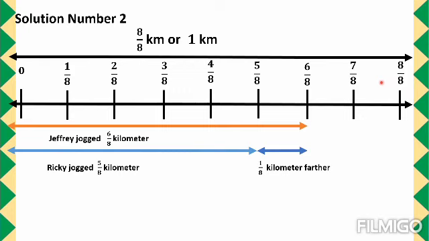Okay, so Jeffrey jogged up to here, 6/8, and Ricky jogged up to here, only 5/8. And as you can see, the picture shows very clearly that there is 1/8, because the distance of each line is 1/8. So there is one line left here, meaning Jeffrey jogged 1/8 kilometer farther. Okay, so that's all.